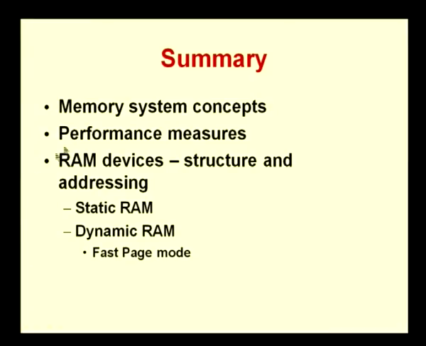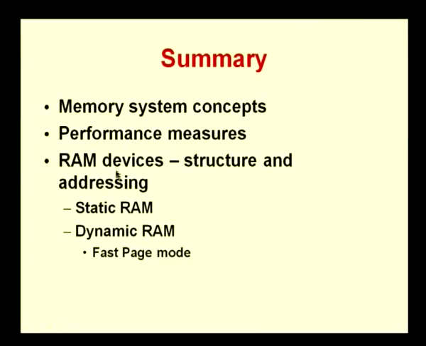To summarize, what we have looked at in today's lecture is the following. We have looked at the basic concepts of a memory system. We looked at the interface for a memory system: address lines, data lines, and the control lines required. We briefly talked about the performance measures, which are the memory access time and the cycle time, and then we looked at some devices.